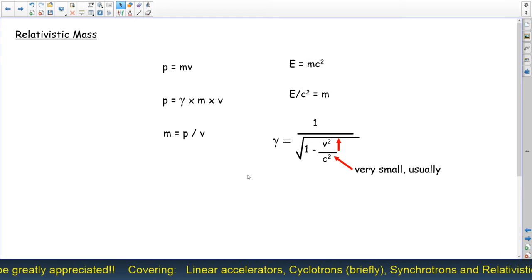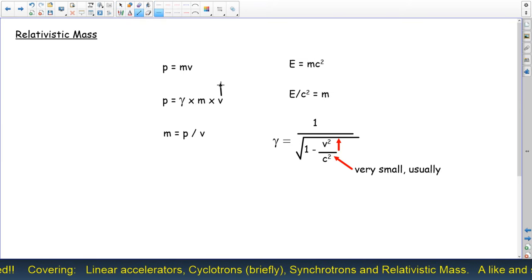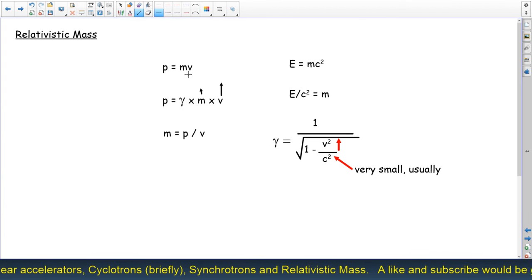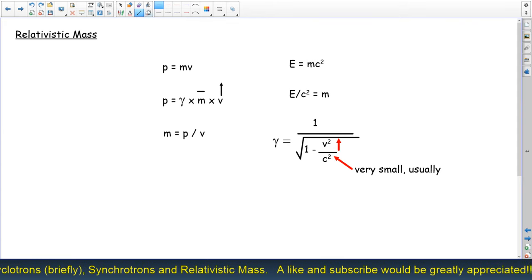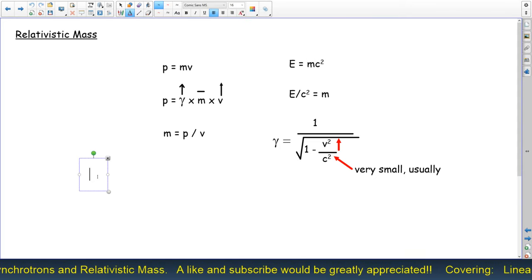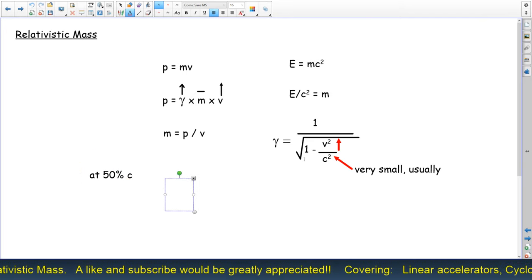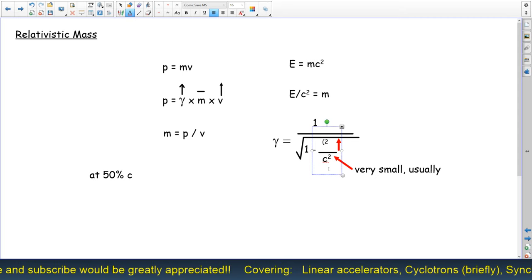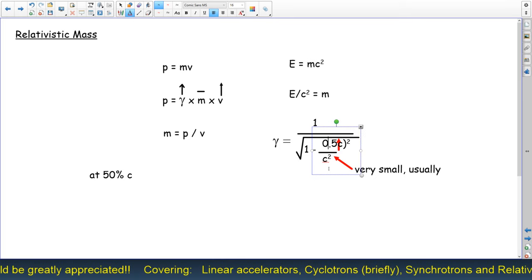So that out of the way, let's have a look at what happens here. As I increase my velocity, which I can measure directly, up it goes, then my mass remains constant. Okay, we didn't get fatter or thinner or anything like that. But as my velocity goes up, this factor gamma goes up. Let's just do a little sample calculation at 50% the speed of light. We end up with gamma equals 1 over 1 minus v squared over c squared, which becomes 0.5 c, all squared.